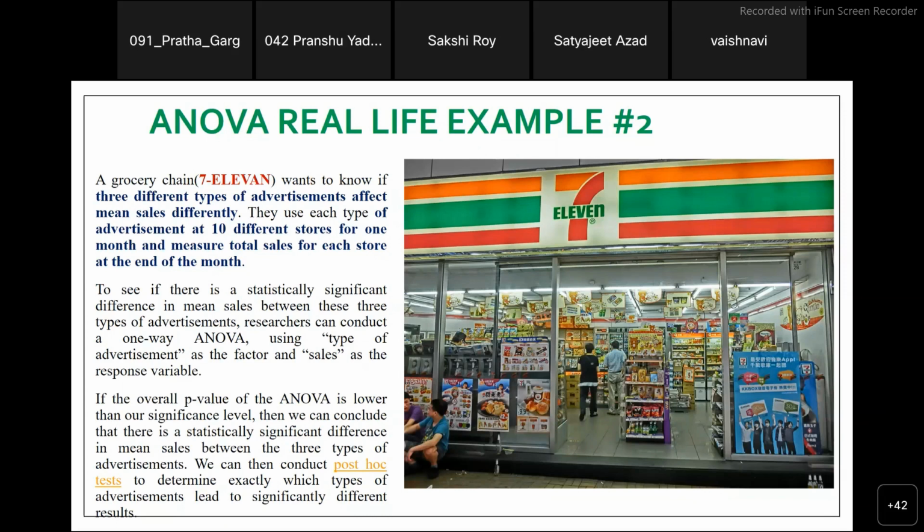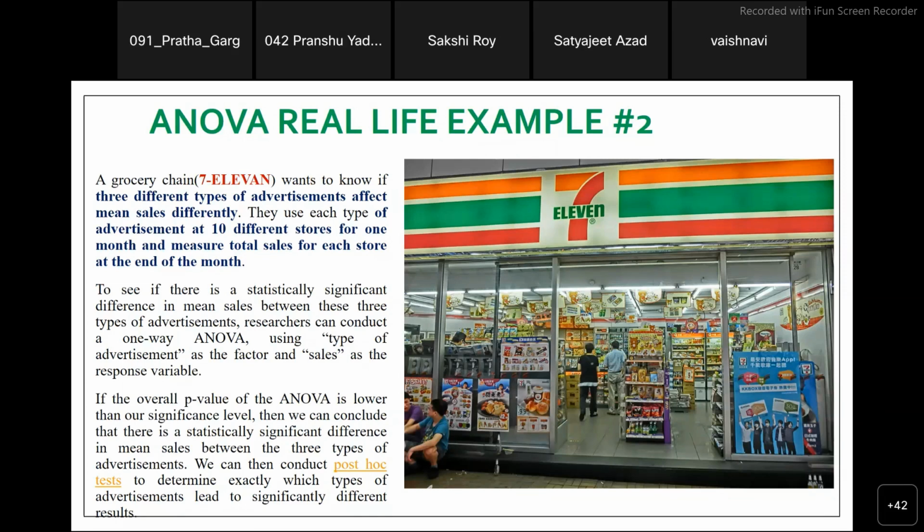And what is the response variable? Mean sales, right? In ANOVA, we typically capture this mean value. So mean sales is your response, right? By looking only at this, you can have a sense of where it is one way and two way. So this will give you a clue, right?